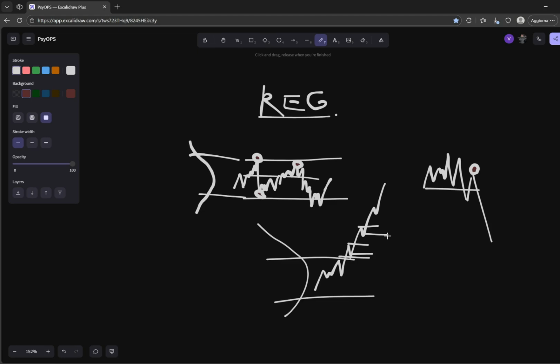The point of interest. Someone calls it supply and demand, someone calls it order block. The name is not important to make money, okay, the concept is what's important. This stuff works when you are in this regime.